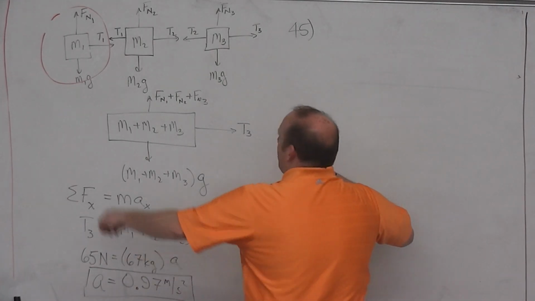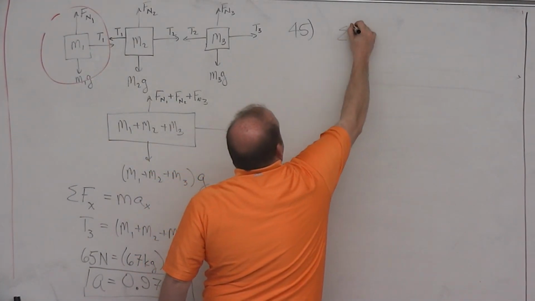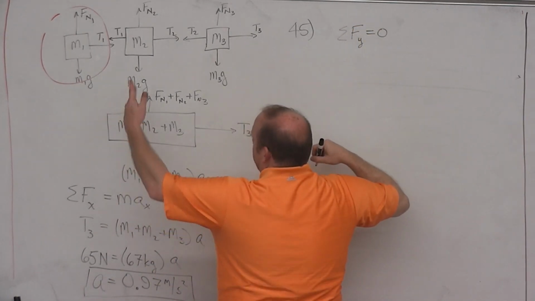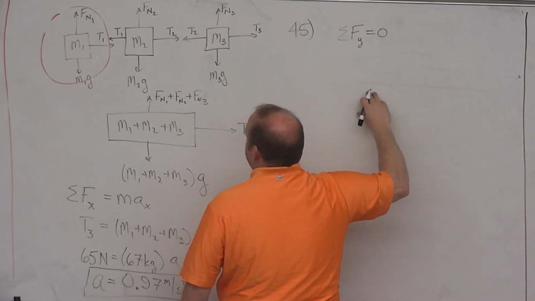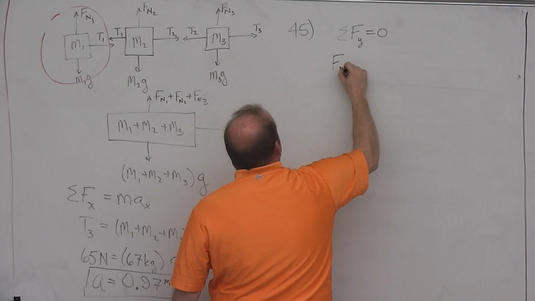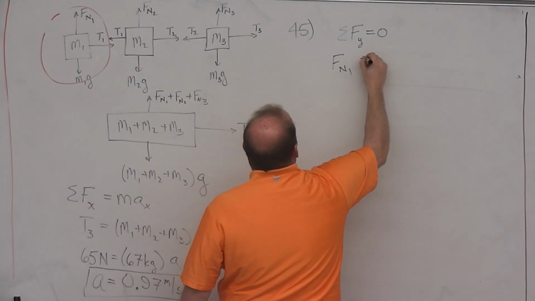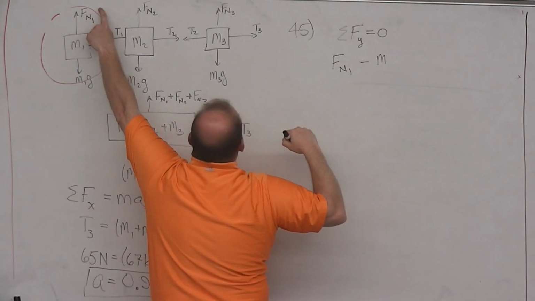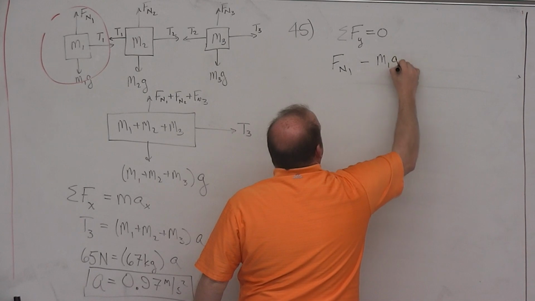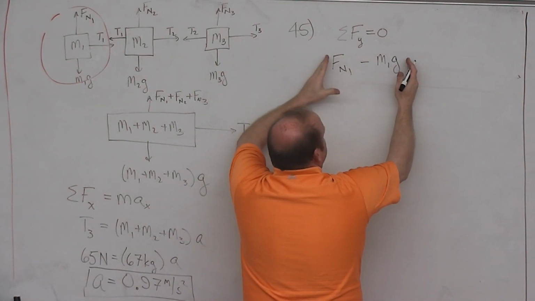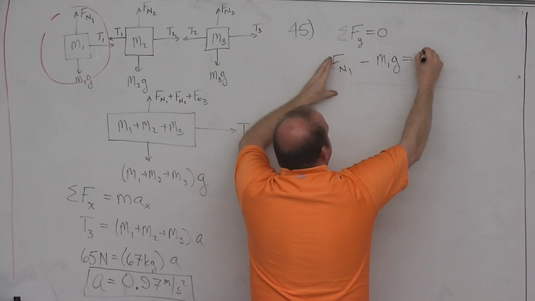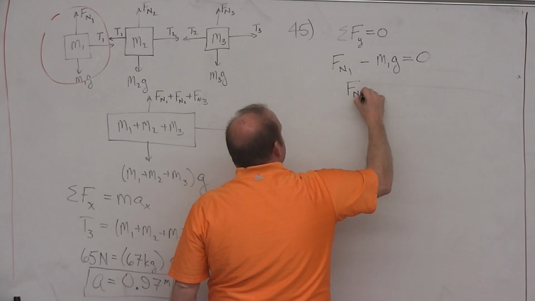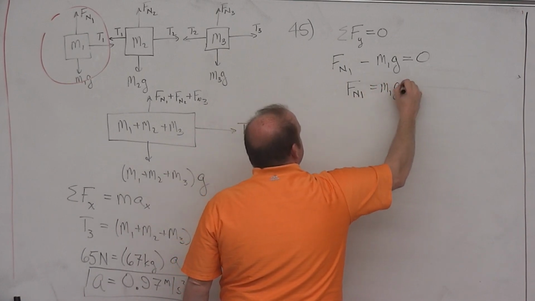So now, in the y direction, and I'll write this out, the sum of all forces in the y direction equals 0. Okay? Normal force, M1g, they cancel out. I might as well just go ahead and solve for the normal force. The normal force on 1 goes up, so I'll make it positive. M1g goes down, so that's negative. This is the sum of forces in the y direction. It's not moving in the y direction, so that's 0. So the normal force on 1 is equal to M1g.